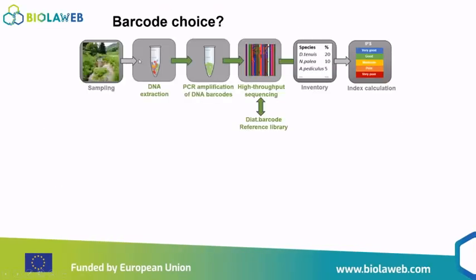So I will present you this workflow several times. We start with a sampling, then we make a DNA extraction, then a PCR amplification, then a high throughput sequencing, and each sequence, which is a line here, will be compared to a reference library thanks to a bioinformatic program. This will give us an inventory, and then in the end, we calculate an index to assess the quality of our river.